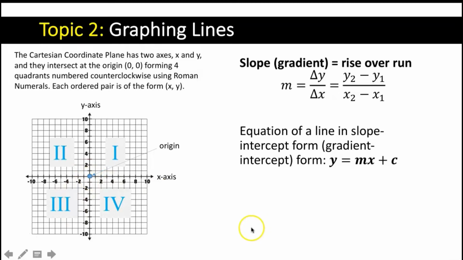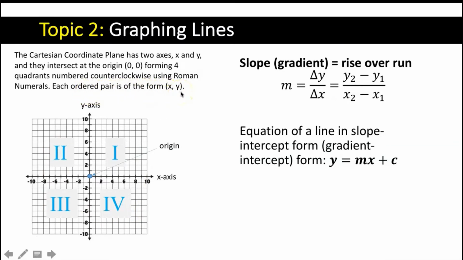And we form four quadrants. 1, 2, 3, 4. They are numbered counterclockwise, against the clock. And we start with Roman numeral 1, 2, 3, and 4. When we go to graph a point, remember that every single ordered pair is of the form x comma y.